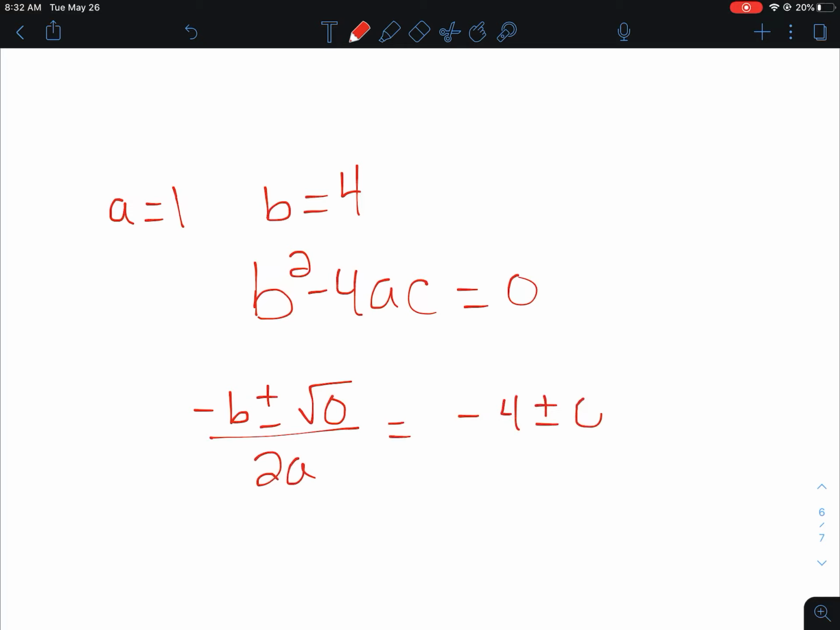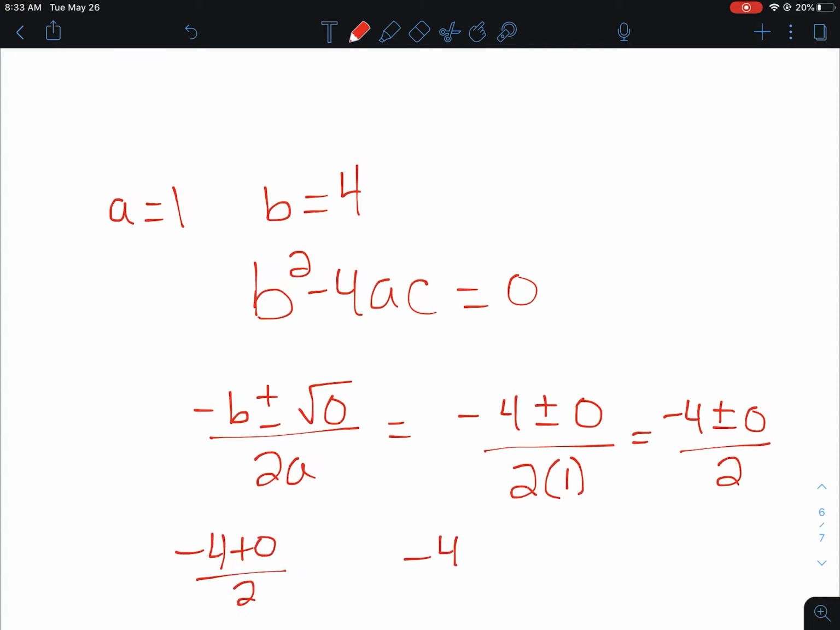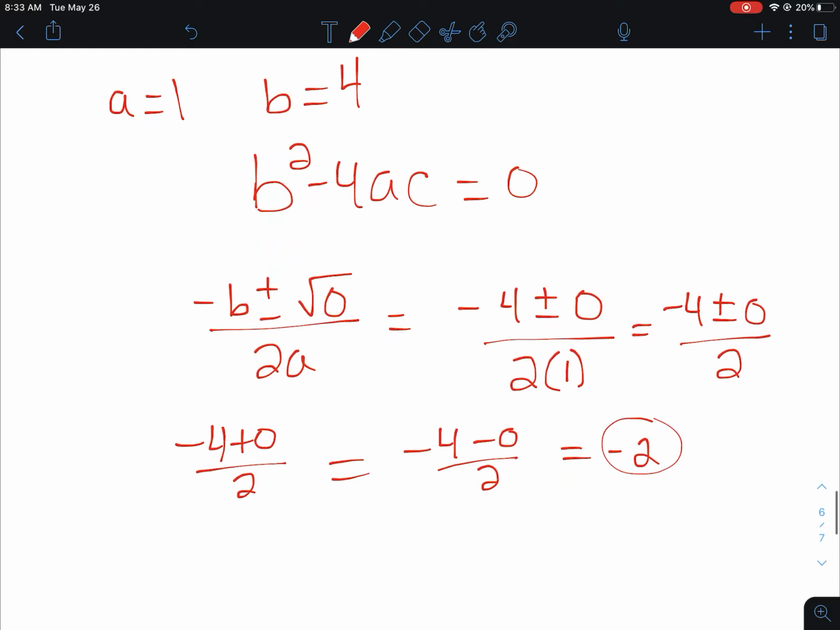If I fill in b, well, the square root of 0 is just 0. And so the rest of it is negative 4 plus or minus 0 over 2. Well, if I add and subtract 0, negative 4 plus 0 and negative 4 minus 0, those are the same answer, right? So it's just negative 2 here. You only have one real root. So that's what it would look like.